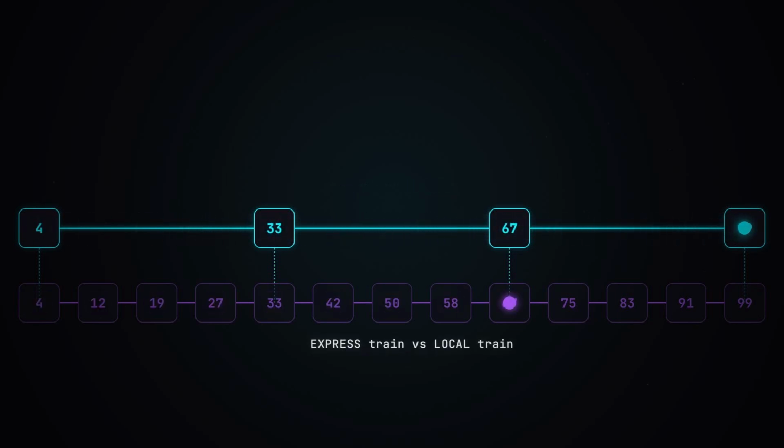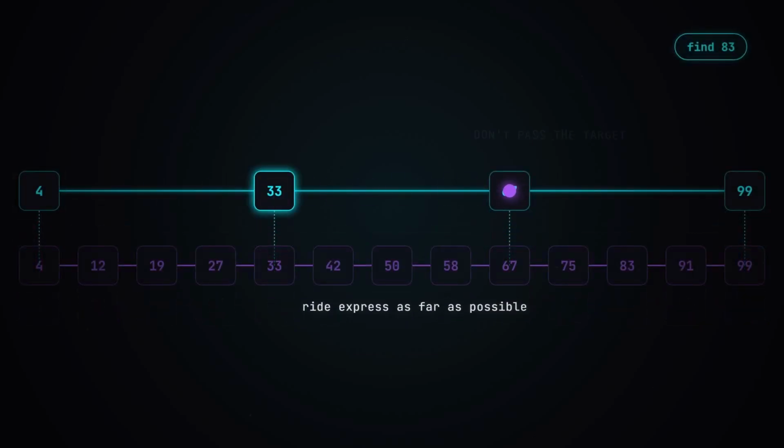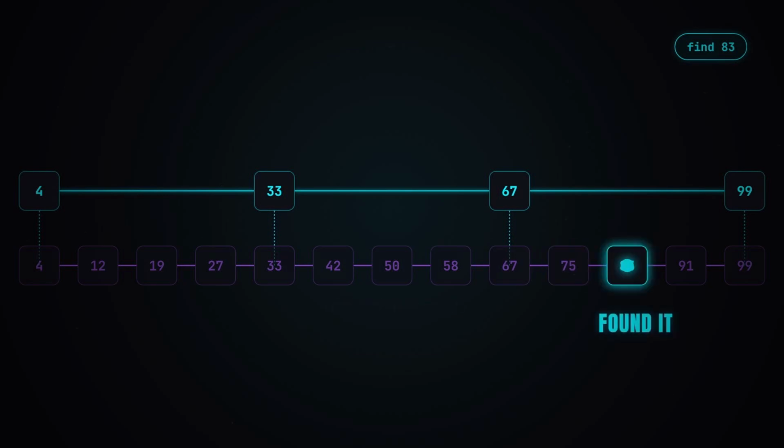Think of it like an express train. The local train below stops everywhere. The express above only stops at major stations. And now searching works differently. You ride the express as far as you can without passing your target. The moment the next express stop would overshoot, you drop down to the local and walk the last few nodes.